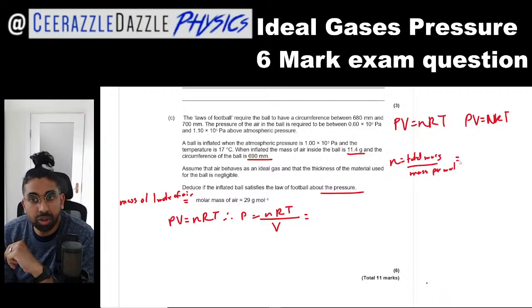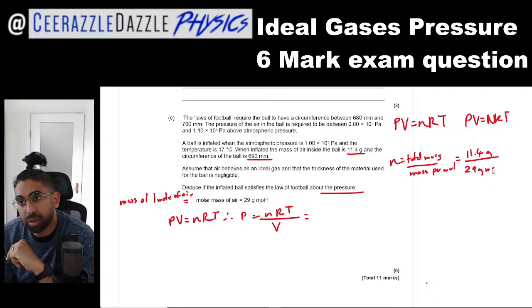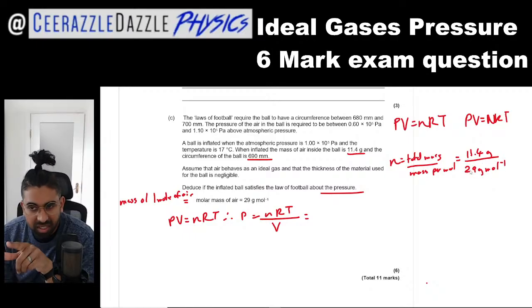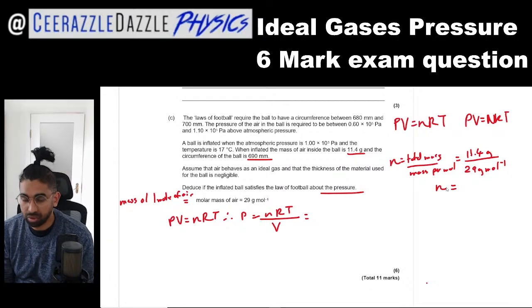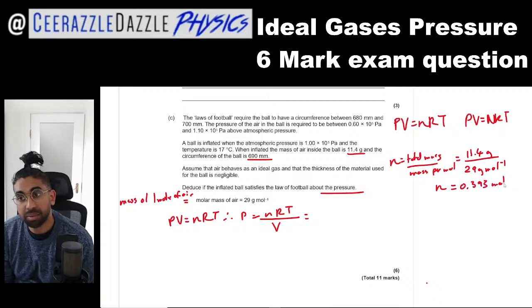So this becomes, at the top, 11.4 grams divided by 29 grams per mole. Make sure you recognize that. You can see it cancels out: grams divided by grams, and 1 over mole to the minus 1 becomes the number of moles. So this tells us the number of moles, which is equal to 11.4 divided by 29. It's going to be equal to 0.393 moles. That's how many moles you've got of the air inside there.